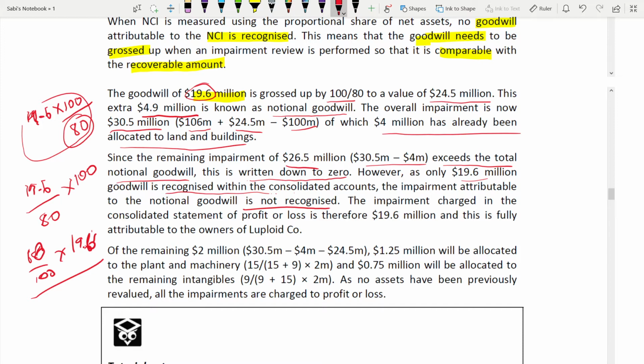So the impairment charge in the consolidated statement of profit or loss is therefore 19.6 million. Only 19.6 million, not this 24.5 million. Where? In the consolidated statement of profit or loss, the impairment which is charged. And this is fully attributable to whom? Owners of the company. Don't just say owners; mention owners of which company. In your case study, it is Luploid, or however you want to pronounce it. This shows that you're linking it to the case study. Next.